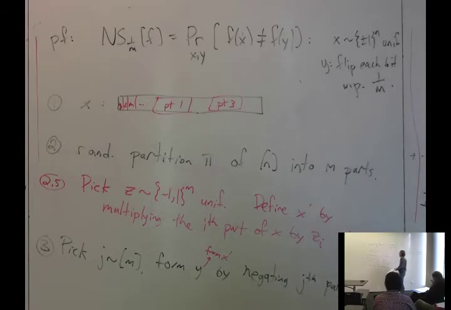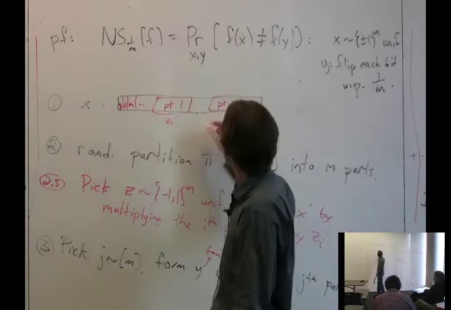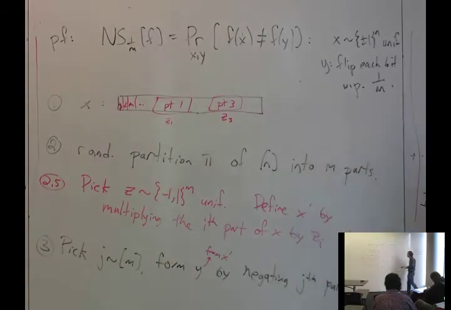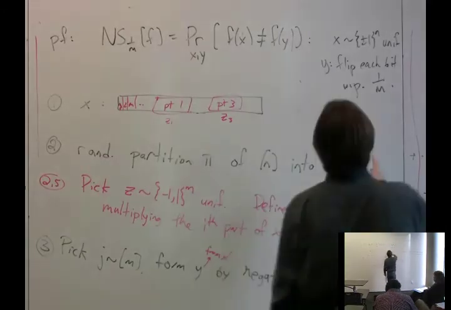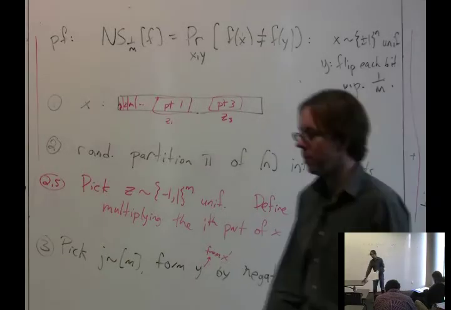So I'll multiply every coordinate in here by z1, which is either plus or minus 1. I'll multiply everything in here by z3, including this guy, which is plus or minus 1, and so forth. Okay, so for some odd reason I've defined this strange way of generating these 1 over m noisy strings: a string and another string where each bit is flipped with probability 1 over m.